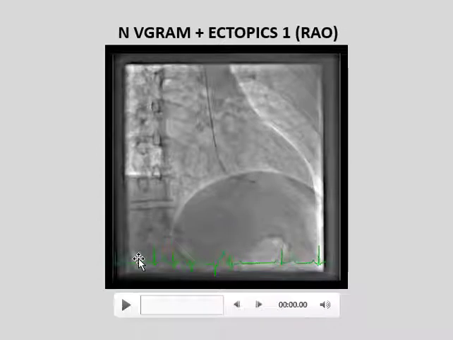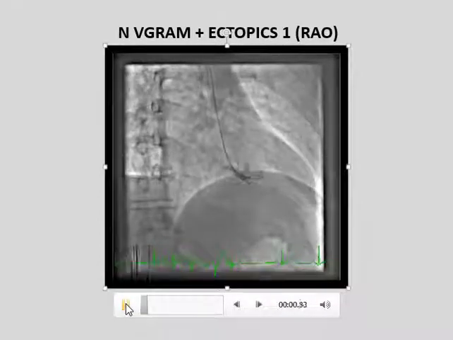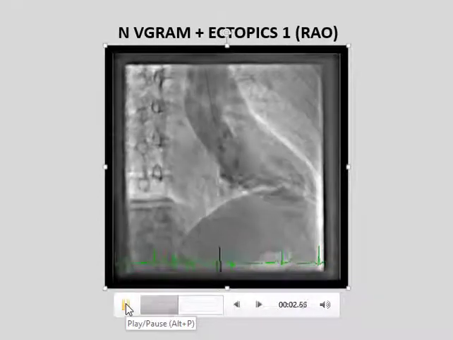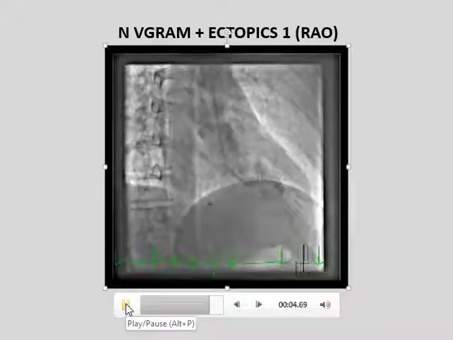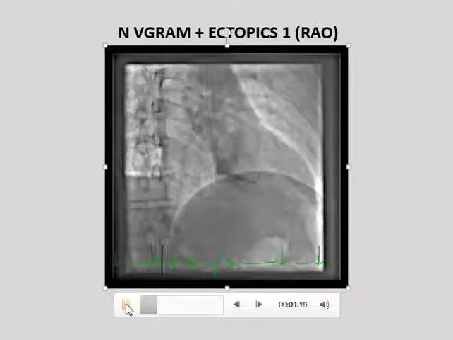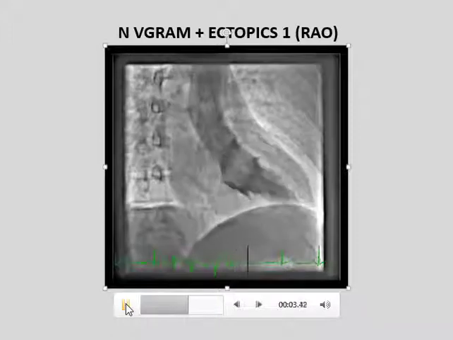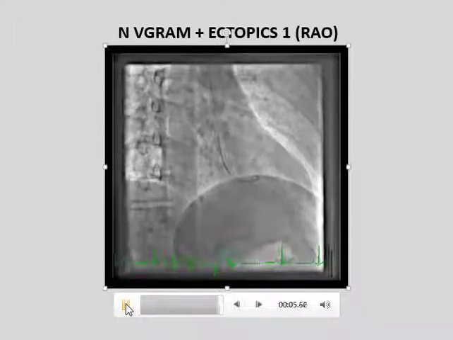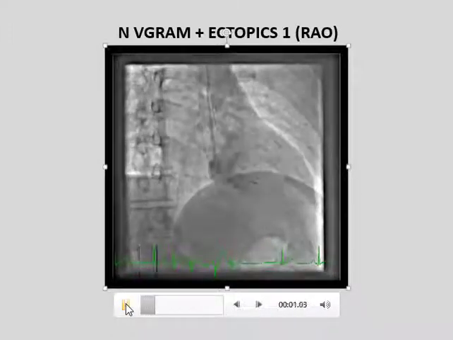Let's have a look for comparison at a ventriculogram with a few ectopics. No pathology here, a slower rhythm, but you can see how an ectopic or two can make it appear as though there is some kind of a distortion in the ventricle. There isn't.